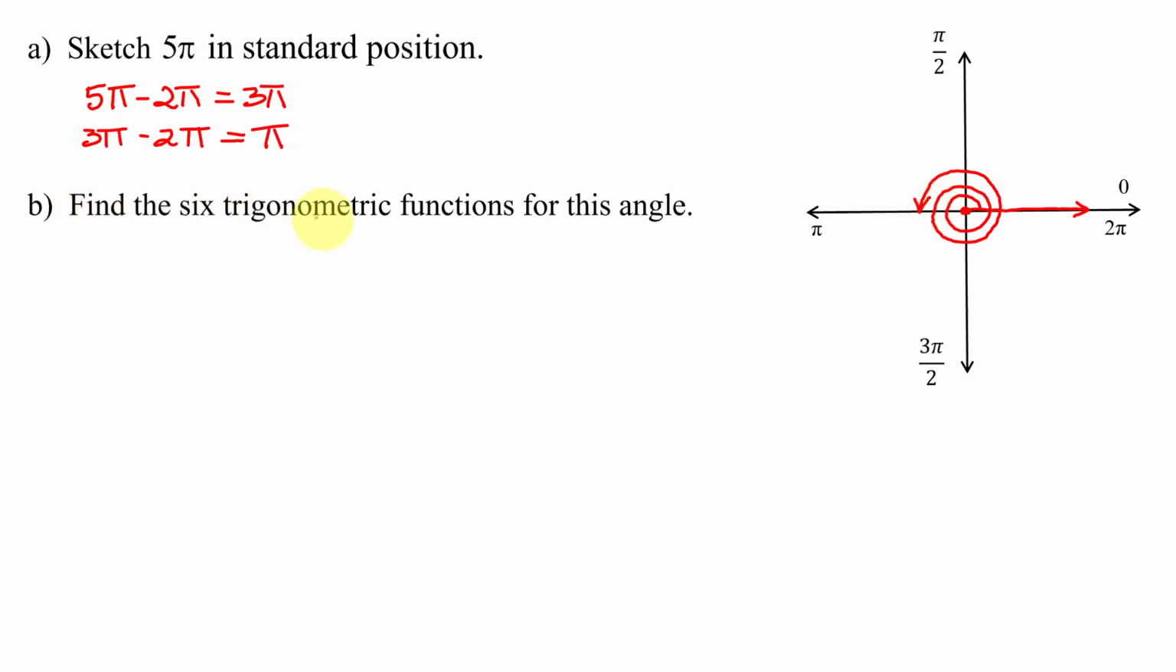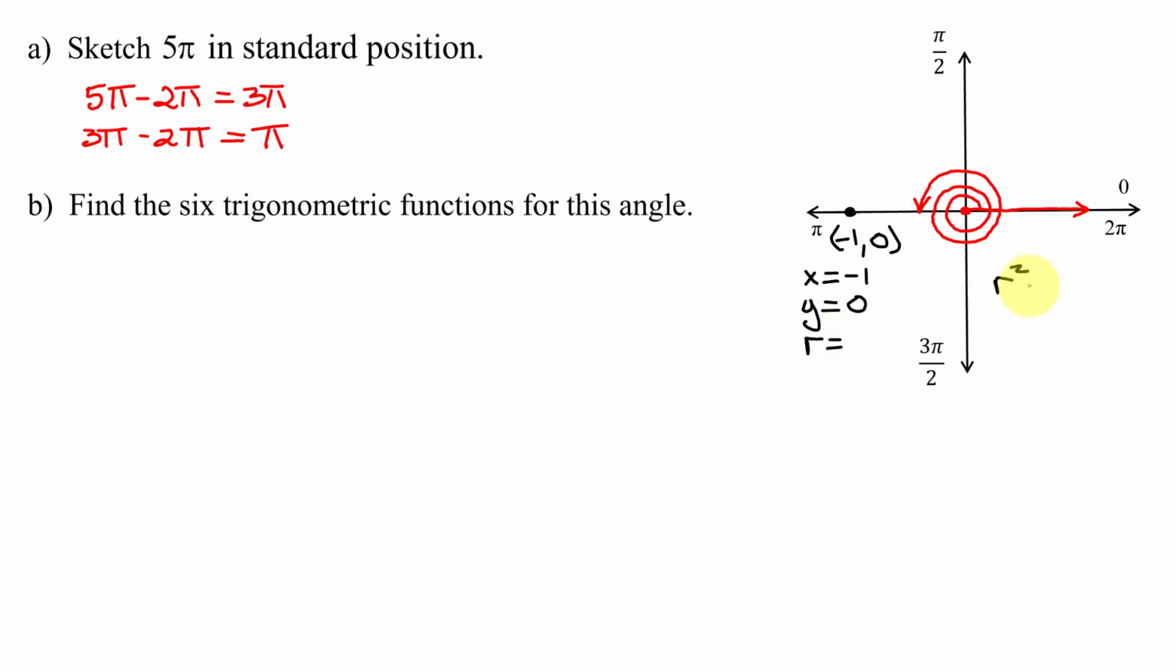Now to find the 6 trig functions for this angle, I need any point along the negative x-axis. It doesn't matter which one I pick. I'm going to pick the easiest one where x is -1 and y is 0. But the x value could be any negative x value. The y value will always be 0. So for this point, I know x is -1, y is 0, and I need to find r.